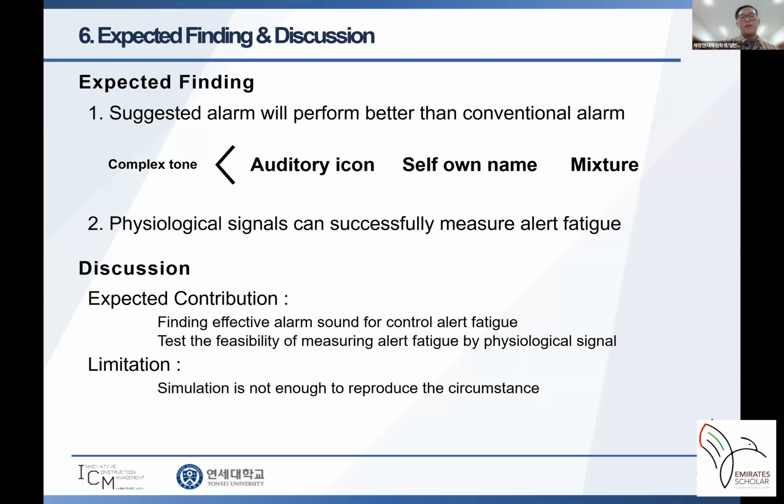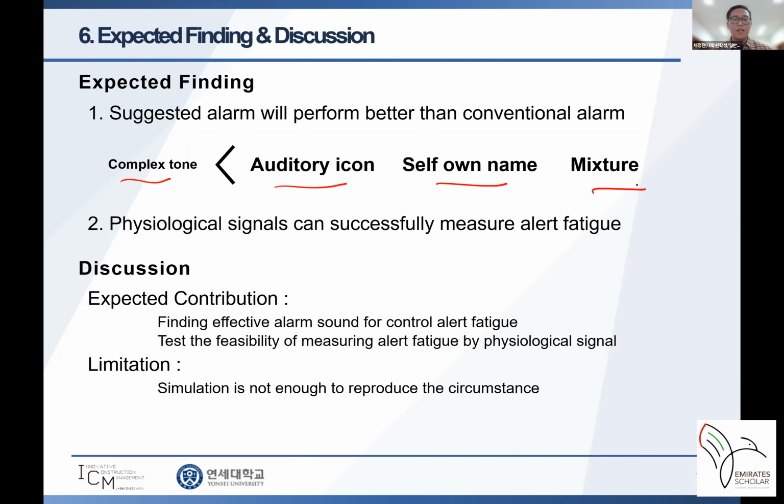And by comparing the alert fatigue of the complex tone and our three suggested alarms, we expect to find that the suggested alarms will perform better than the conventional alarm. And second, we expect to find that physiological signals can successfully measure the alert fatigue. Our expected contribution is finding an effective alarm sound that can control the alert fatigue, relating it to reducing struck-by accidents. And we can test the feasibility of measuring alert fatigue by physiological signals.